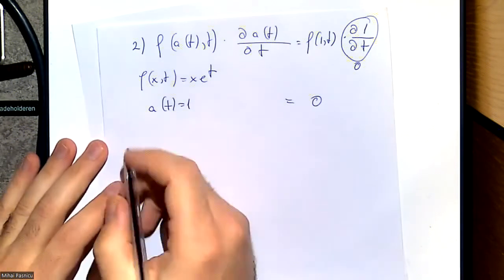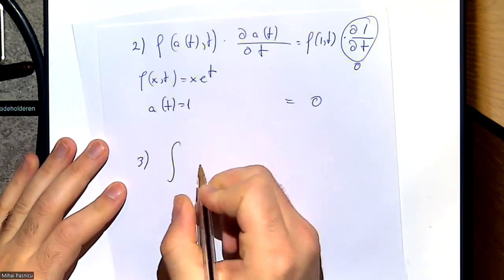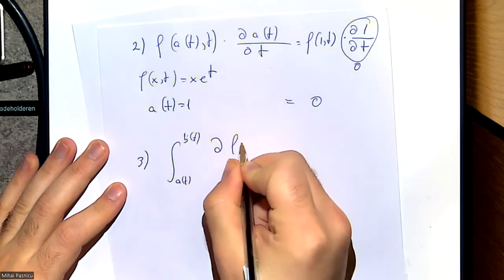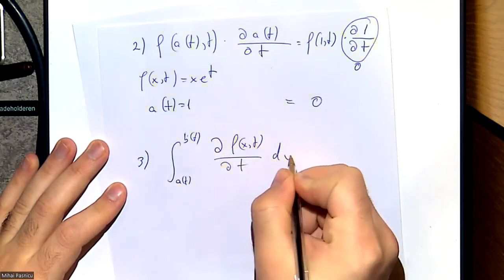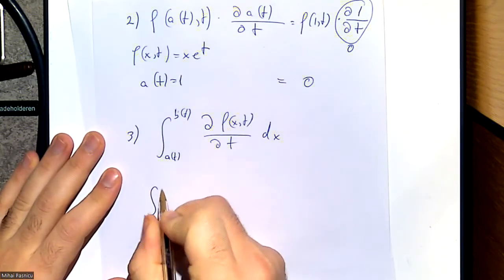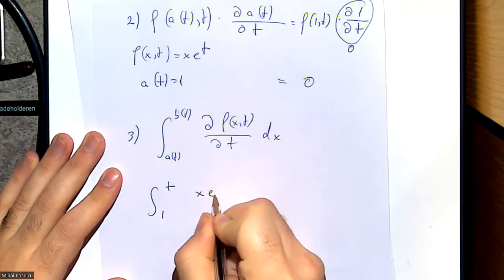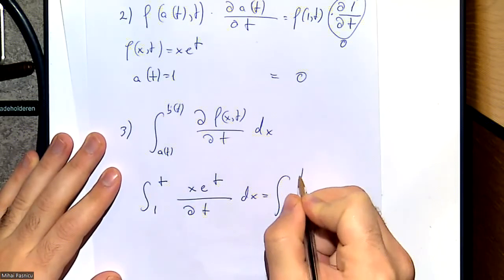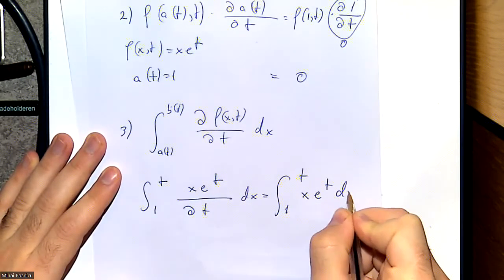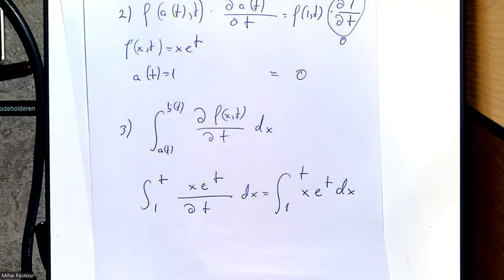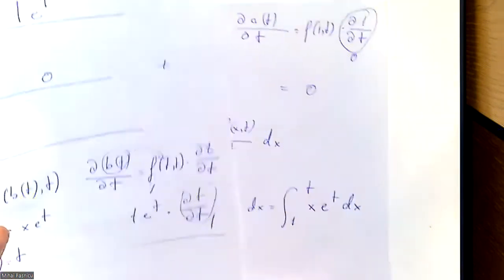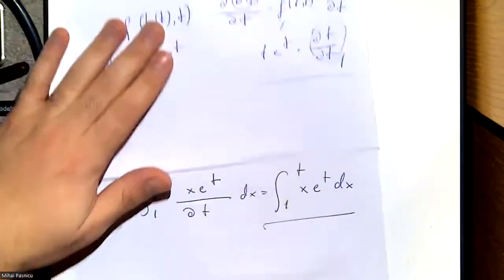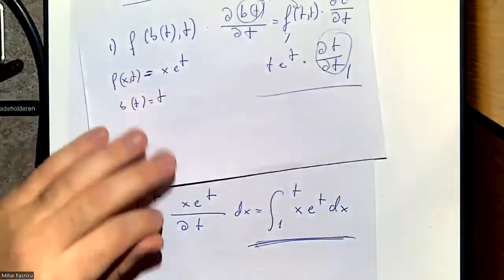And now the third term was just a naive integral from a(t) to b(t) of the derivative of f(x,t) with respect to t dx. This is just the integral from 1 to t of x e^t, the derivative with respect to t, dx, and unfortunately it simplified to the same thing, but that's fine. Okay, so this is my last term. I take it from here, and I take it from here, and I plug it in.